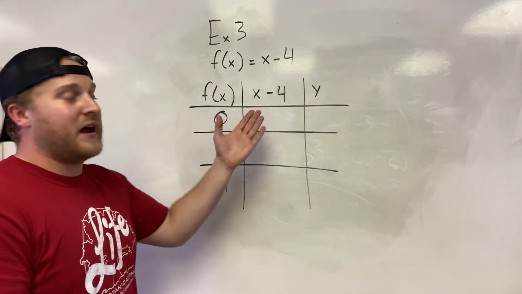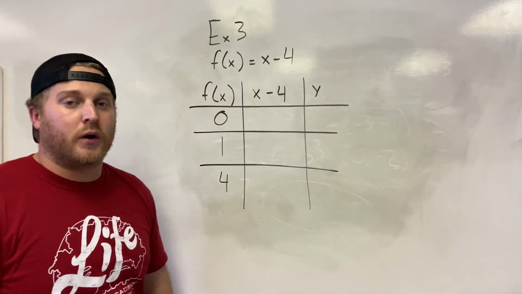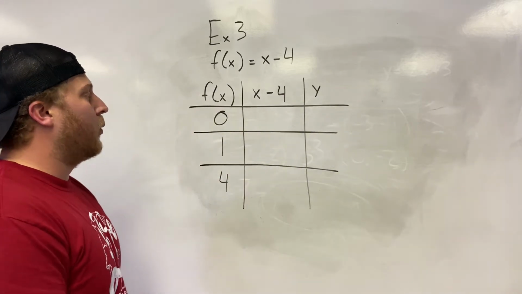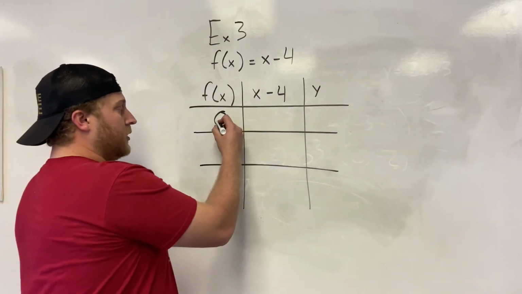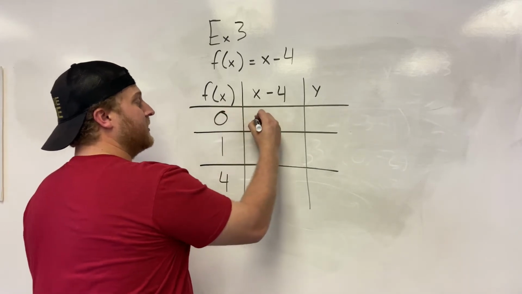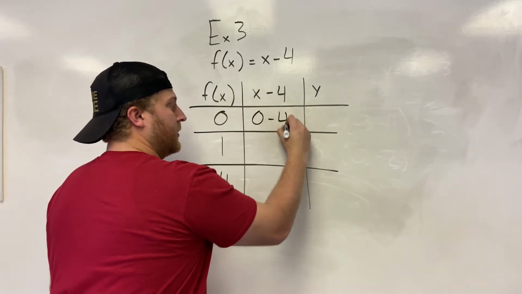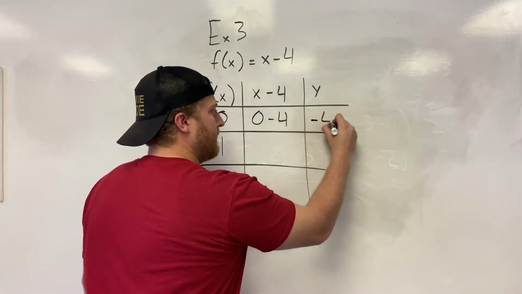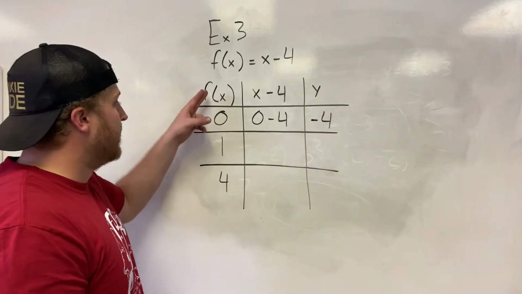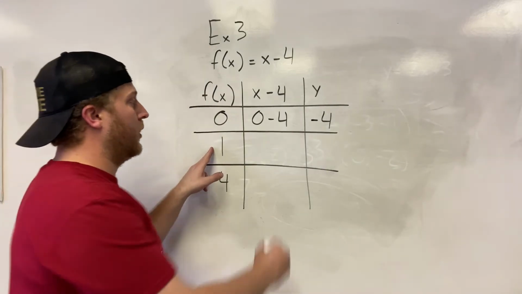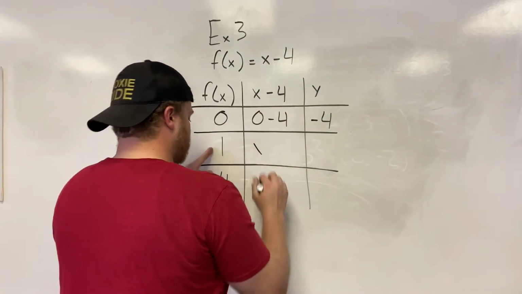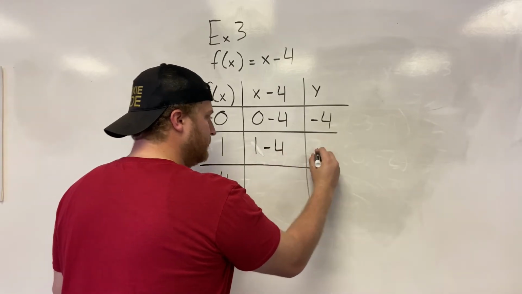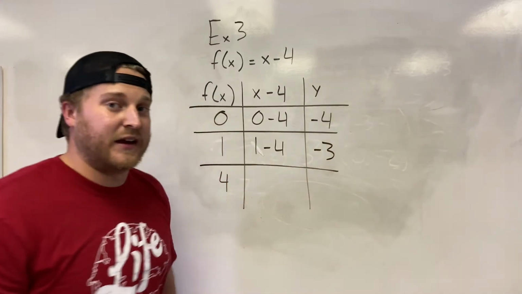Now that we have our 3 x coordinates, because we need at least 3, let's find out what our y coordinates are. When x is 0, and we throw it in this formula, this is going to be 0 minus 4, which would be negative 4. Next, we have the x coordinate of 1, so we're going to plug it into our table. Sorry, I was doing that wrong. 1 minus 4 to get negative 3.